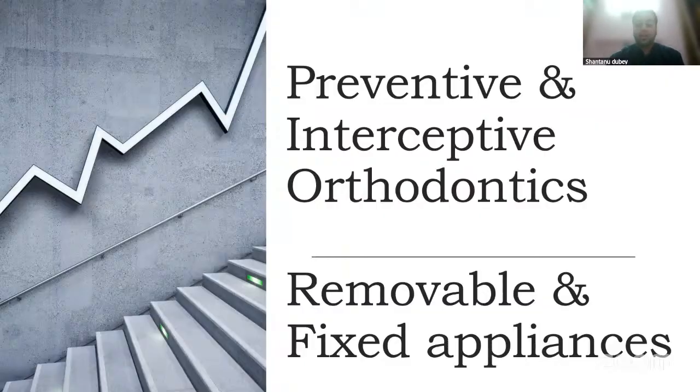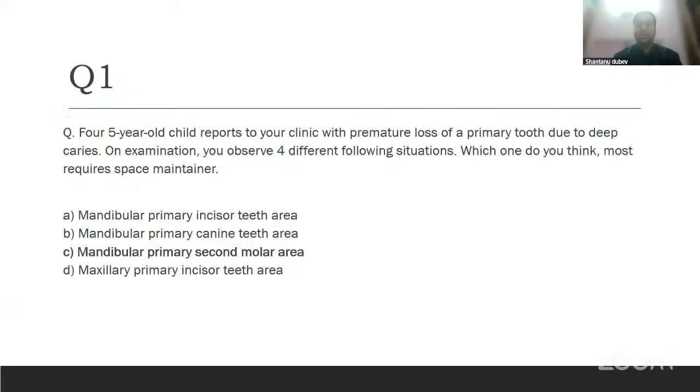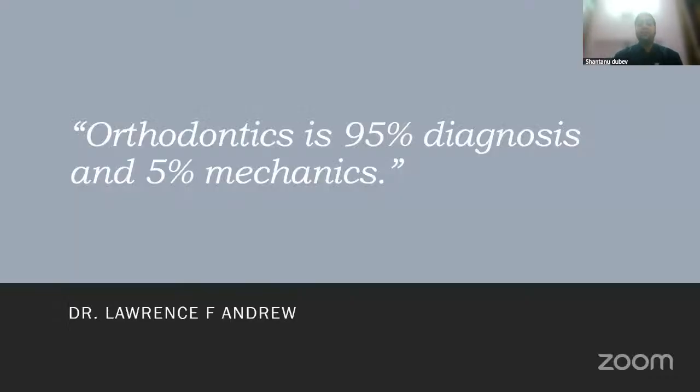The first thing that we should always remember, as said by Andrews, is that orthodontics is 95% diagnosis and 5% mechanics. So whenever you are tackling a question, you need to think about it. 95% is diagnosis. So you have to understand what is the condition that is being given to us, and then you decide upon the appliances, right? Okay.